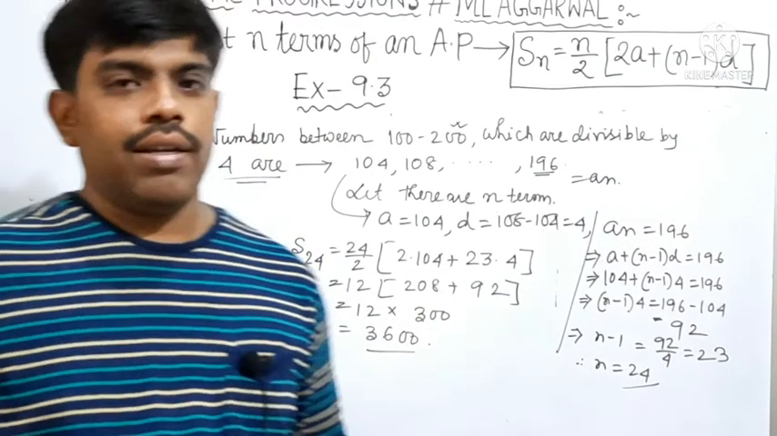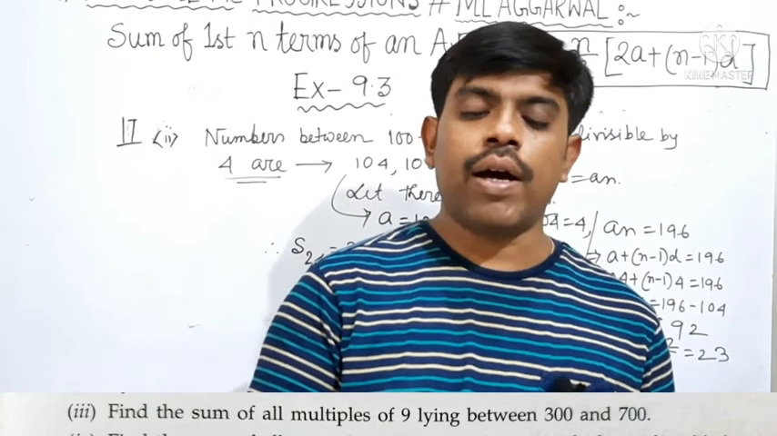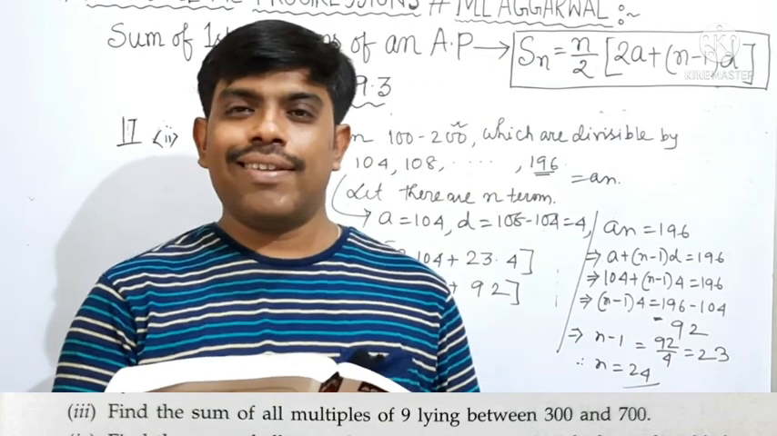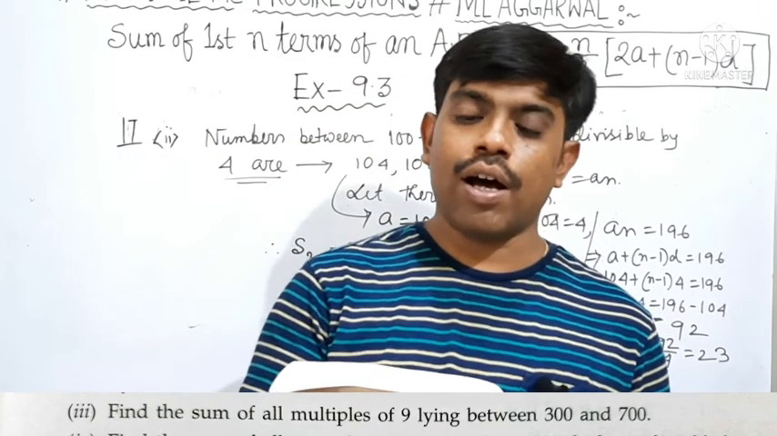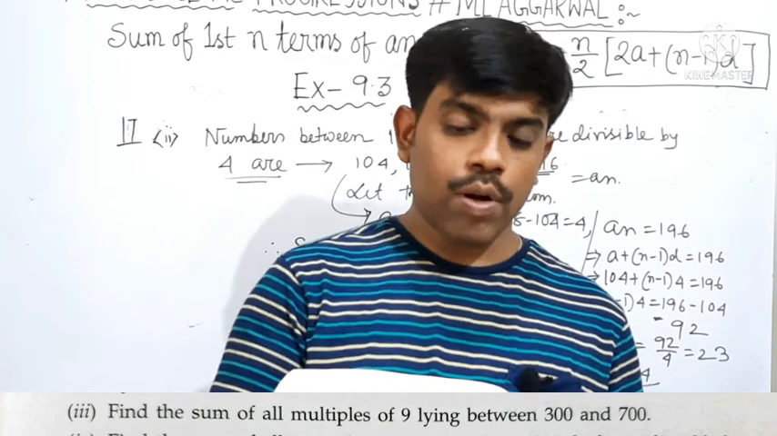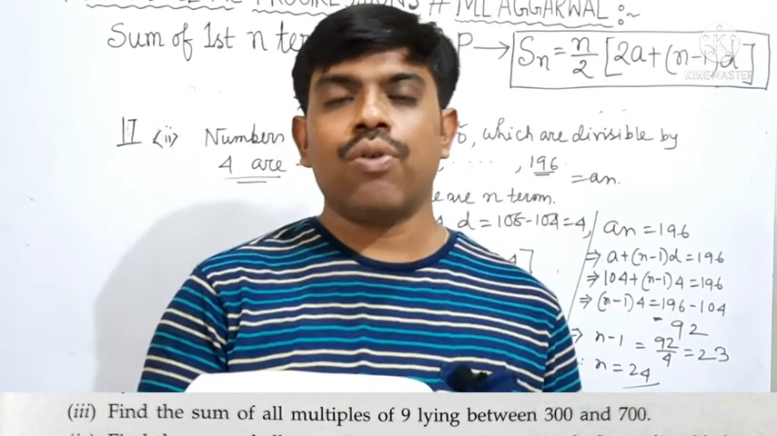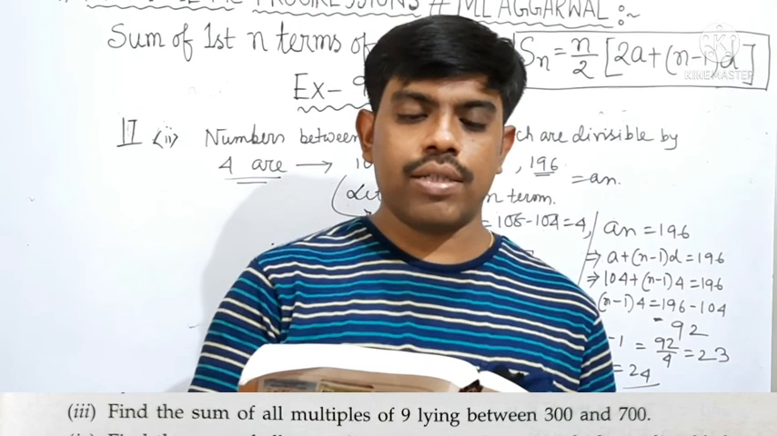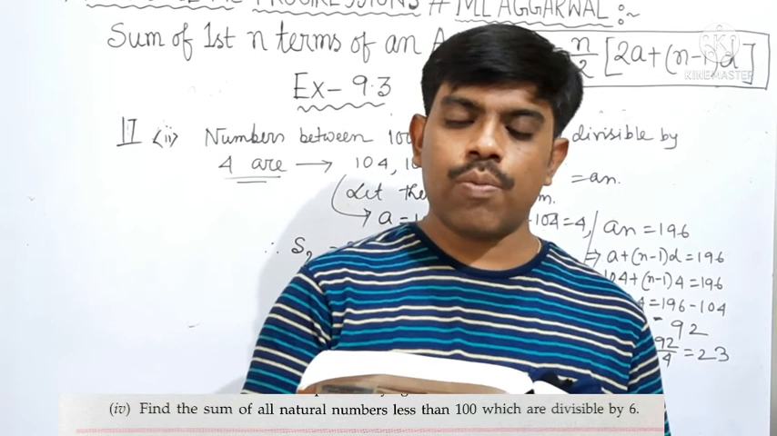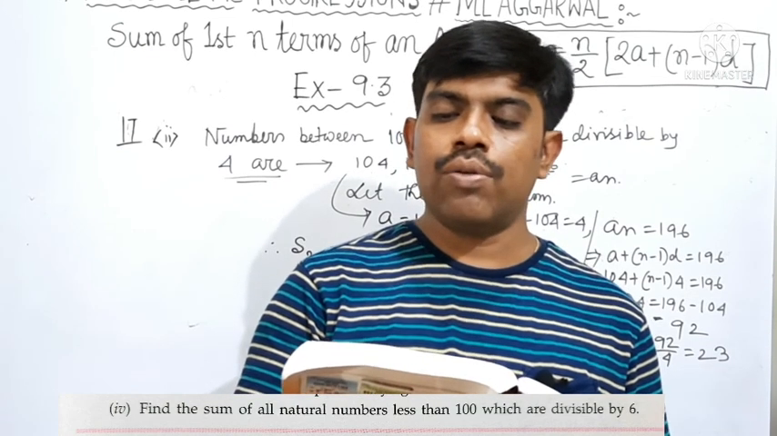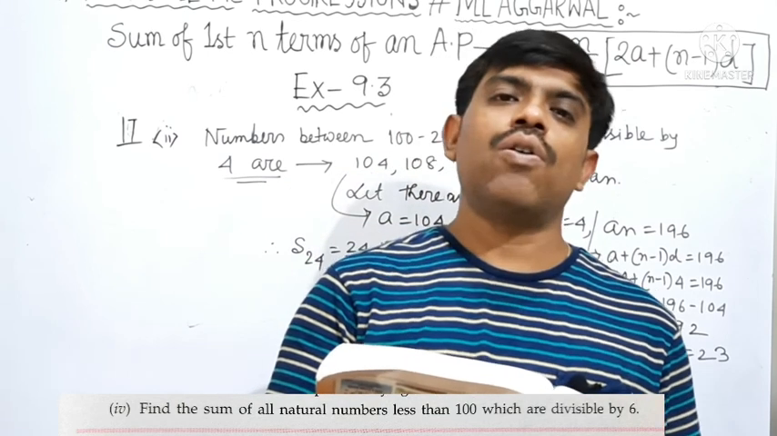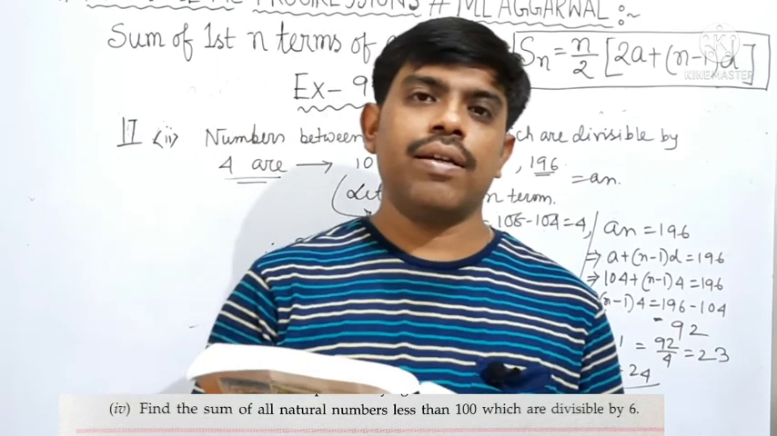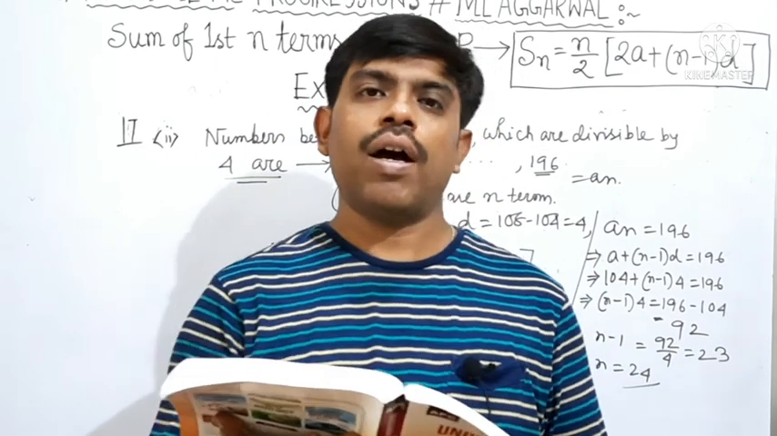Okay, next 17.3, and the problem is: find the sum of all multiples of 9 lying between 300 and 700. I think you have already understood how you will do this problem, because problems 2 and 3 are the same, so you will do it in your home and let me know what your answer is. Next, find the sum of all natural numbers less than 100 which are divisible by 6. Here it is also the same problem, so you will do this problem in your home. If you face any difficulties, let me know in the comment box. I will try to help you.